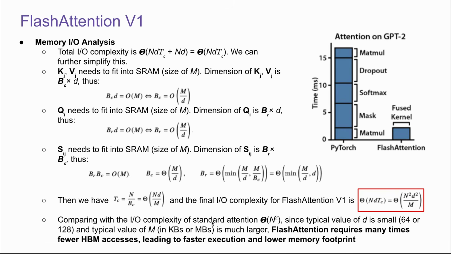n. Comparing with the I/O complexity of standard attention, big theta n squared, since the typical value of d is very small, it's 64 or 128, and the typical value of n is very large, it's in KBs or MBs, d squared is still a lot smaller than n. So FlashAttention requires many times fewer HBM accesses, leading to faster execution and lower memory footprint.